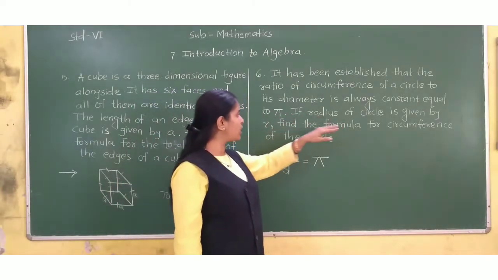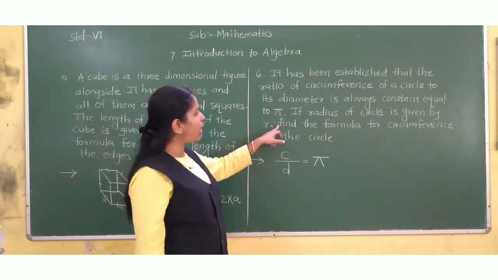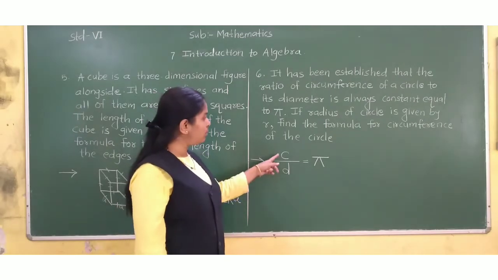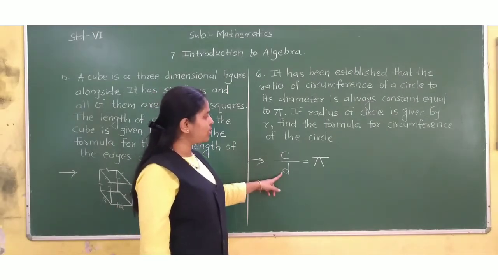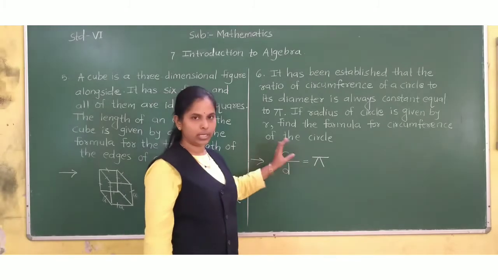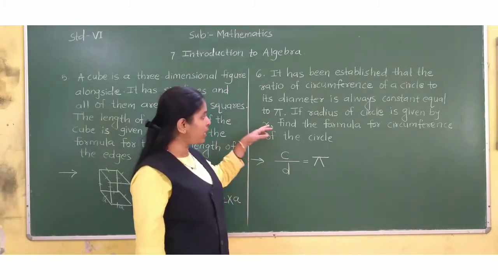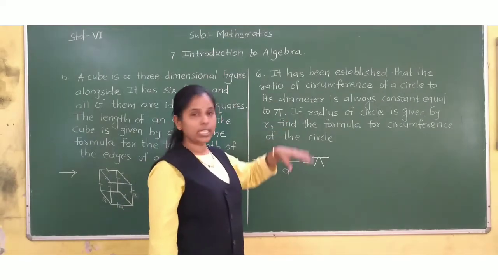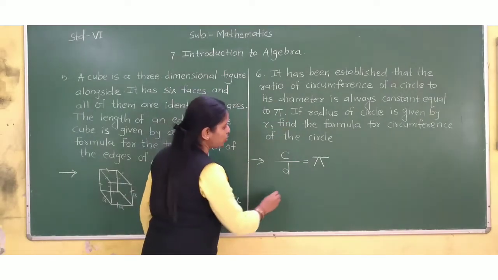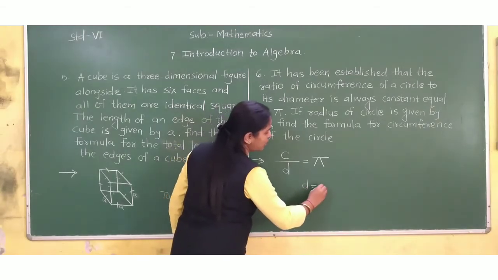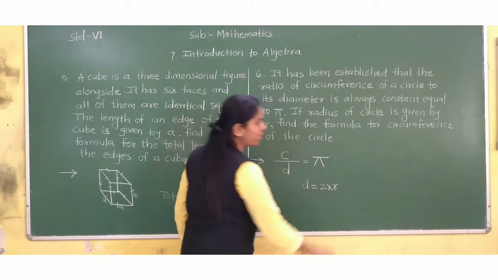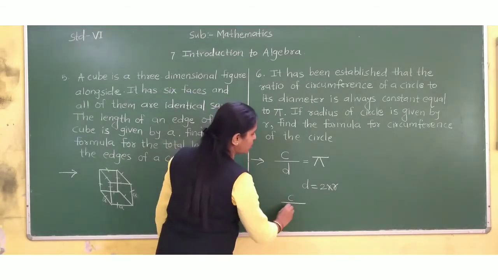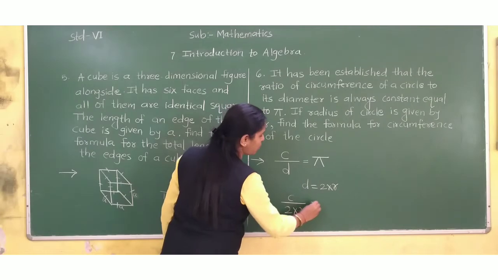If the radius of a circle is given as r, find the formula for the circumference of the circle. Here, the ratio of circumference to diameter is constant. This is given, and we have to find the formula for the circumference of the circle. Now students, do you know diameter is nothing but 2 times the radius, correct? So instead of D we can use 2 into R.